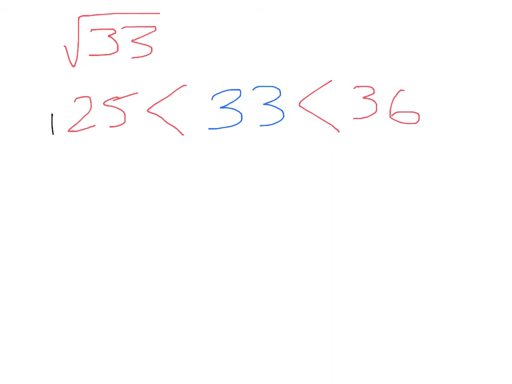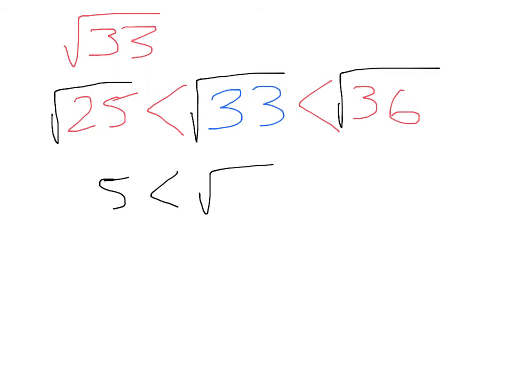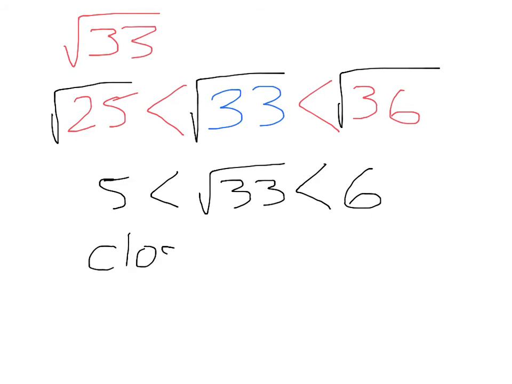Now what I'm going to do is take the square root of each of those numbers. Well, the square root of 25 is 5. I don't know what the square root of 33 is. And the square root of 36 is 6. So it turns out that the square root of 33 is somewhere between 5 and 6. But then we followed it up with, what is it closer to? And in this case, we find out that the square root of 33 is actually closer to 6, because 33 is much closer to 36 than it is to 25.